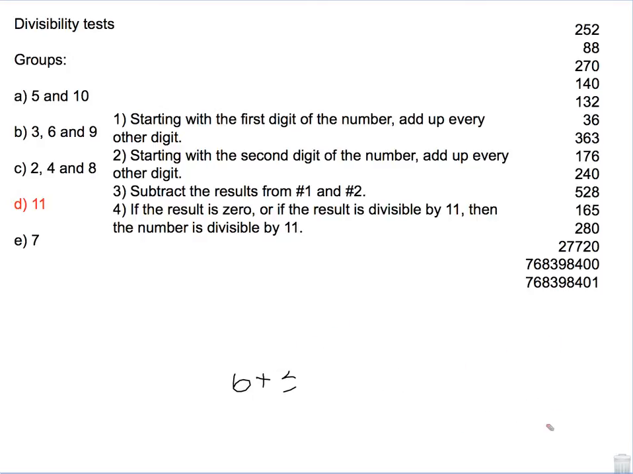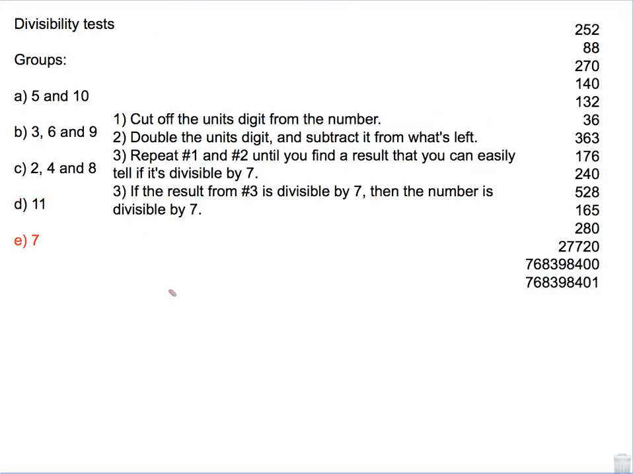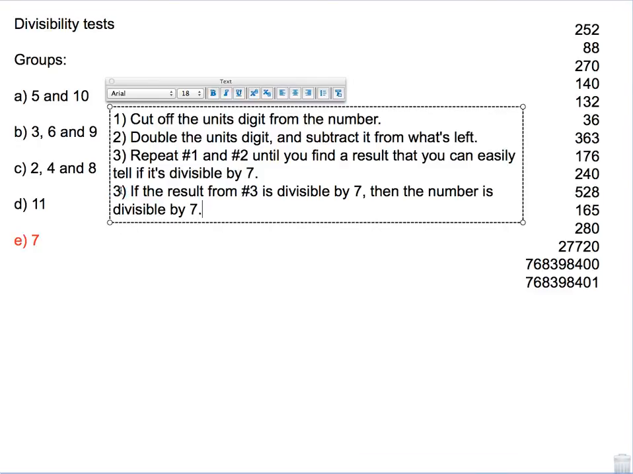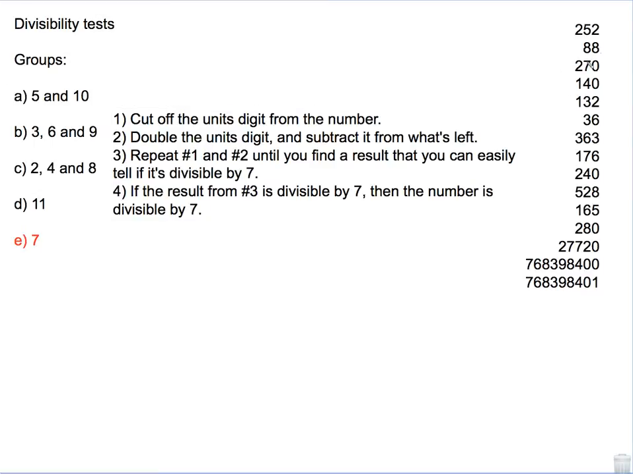Okay. Let's now go on to the last test, divisibility test for 7. 7 is probably the most difficult divisibility test, and in most cases it's probably just easier to divide by 7 rather than go through the test. But since there is a test, let's discuss it and let's go through it.